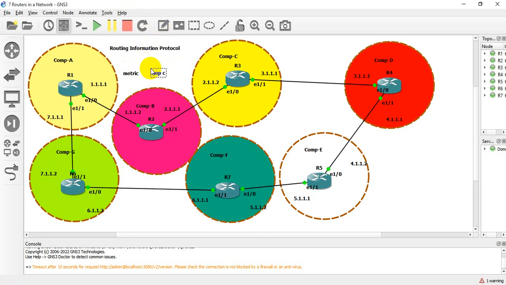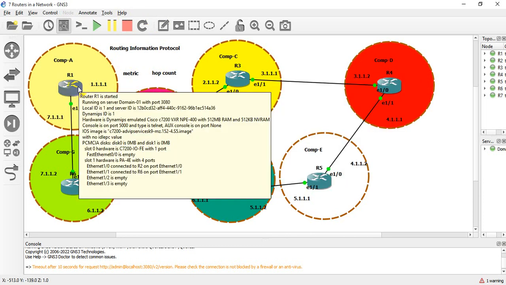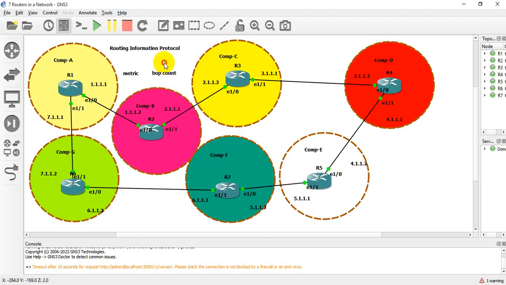What does hop count mean? Hop count means that the router counts. For example, this router wants to communicate with this router. So if it wants to send the message, there are two ways. One is to go through this way, and second is to go through this way. There are two paths. But in routing information protocol, it will be automatically decided on which path the data will travel from this router to this router.